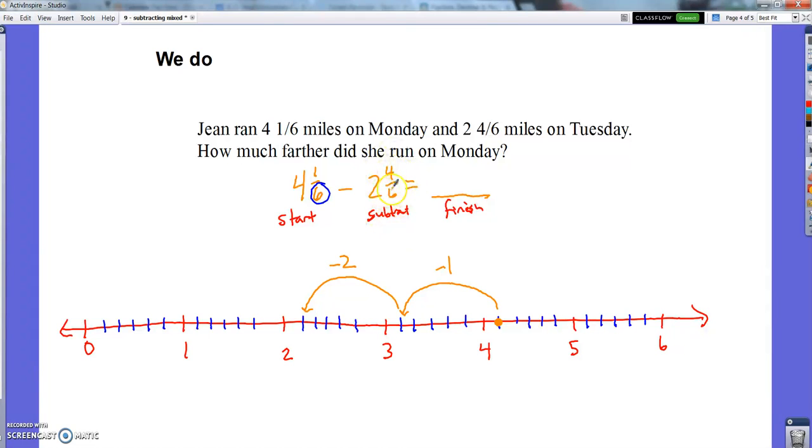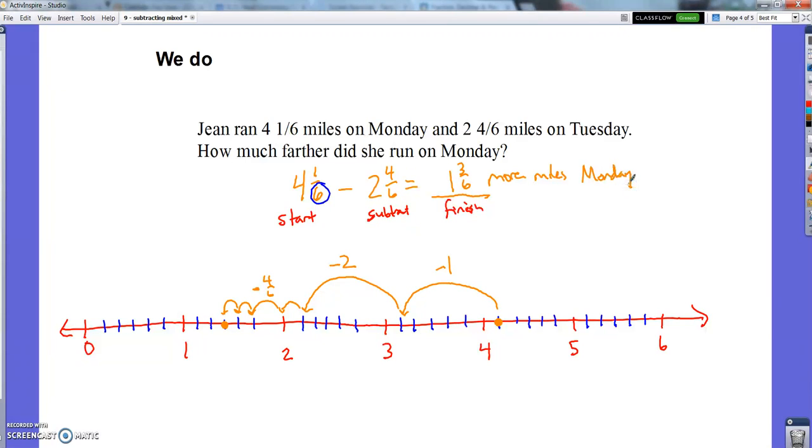And now I'm going to do my fraction, my 4 sixths. 1, 2, 3, 4. That's my minus 4/6. Pretty handy. And I'm going to end up right there, which looks like 1 and 1, 2, 3 sixths. So she ran 1 3/6 more miles Monday.